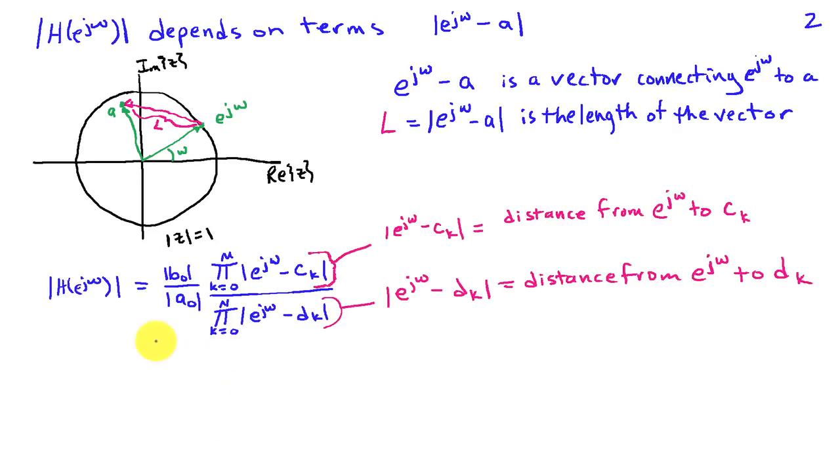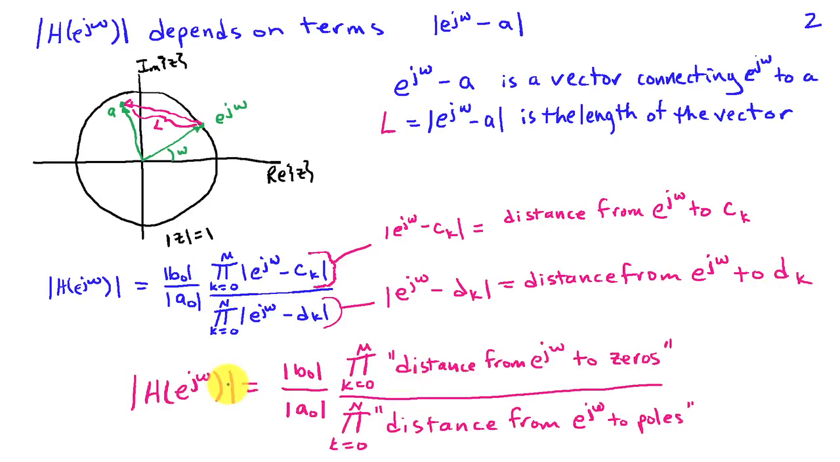So if I write that out again, I've got this constant term out front, magnitude of b_0 divided by the magnitude of a_0. And then in the numerator, I've got a product of terms that are the distances from e^{jω} to the zero locations. And then in the denominator, I've got a product of terms representing the distances from e^{jω} to the pole locations. So we can think about the magnitude response of our system as the product of the distances from e^{jω} to the zeros divided by the product of the distances from e^{jω} to the poles.